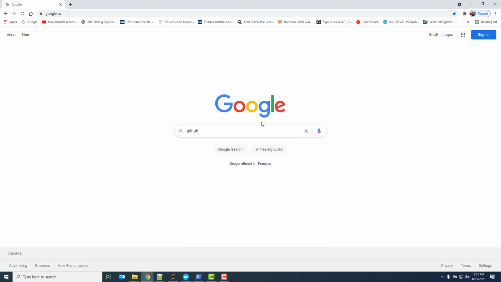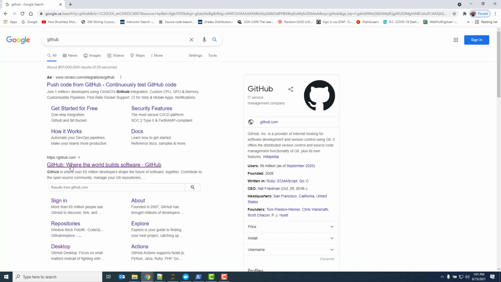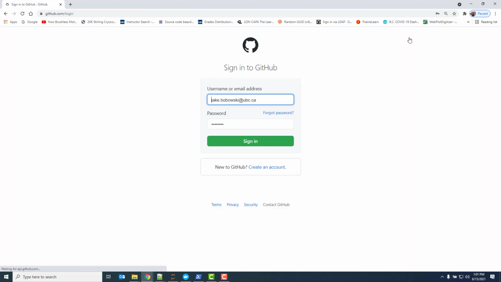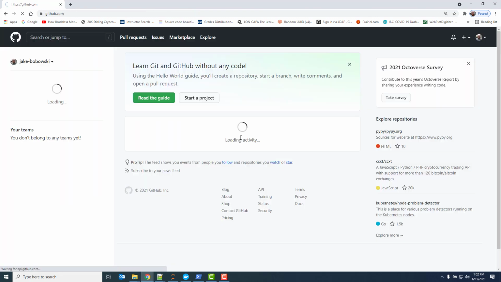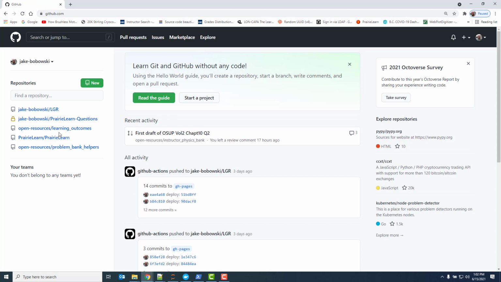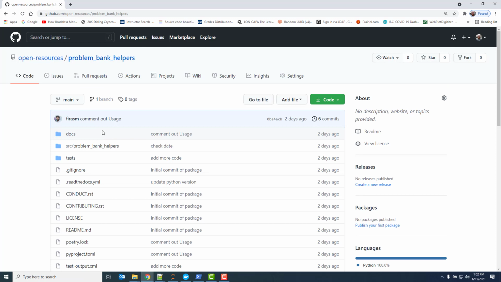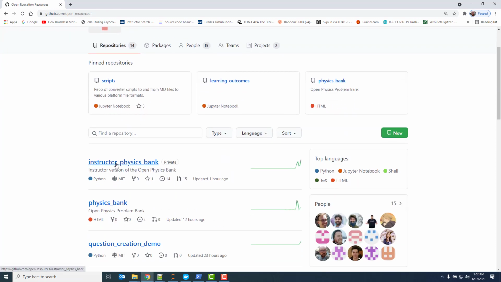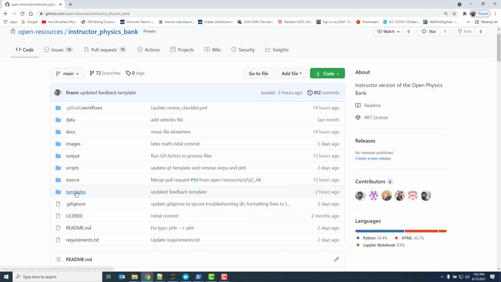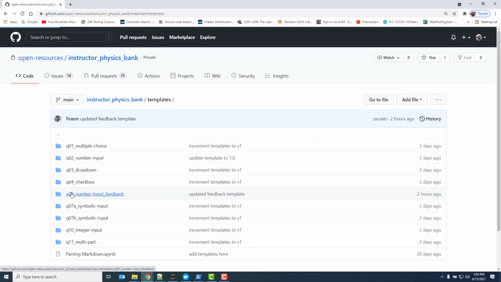And so the first thing I'm going to do is I'm going to log into GitHub. And I'm going to go to the Open Resources repository, and let's go back to the instructor physics bank, and inside here there's a templates folder. And so we'll look inside, and there's a bunch of templates that have been created for us.